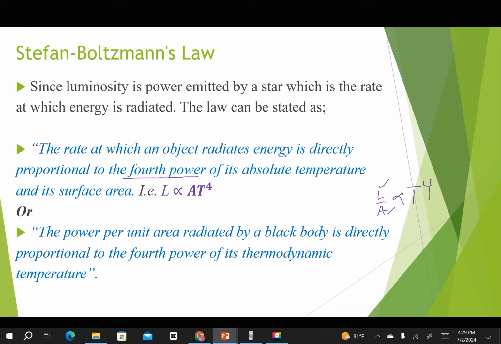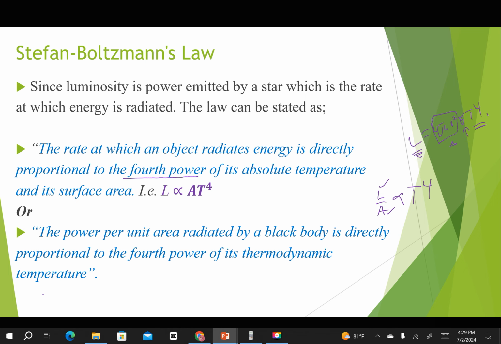So you should be able to state this law in words, but normally it is given in the list of formula. You may not even know that is the law. In the list of formula, they will quote for you L equals 4 pi r squared sigma T to the power of 4. And it's up to you to know that this is area and this is a constant. So the power radiated is directly proportional to the area and is also directly proportional to the fourth power of the temperature, where sigma is a constant. And that is Stefan Boltzmann's law.